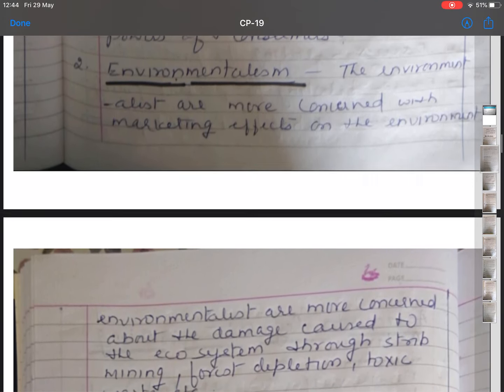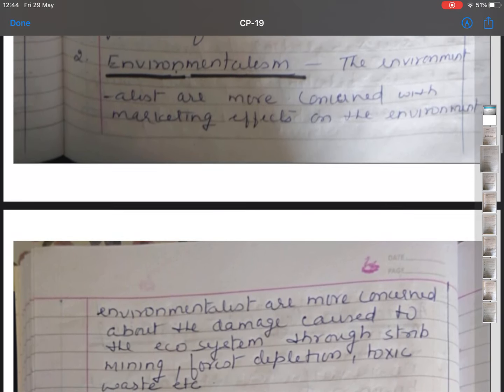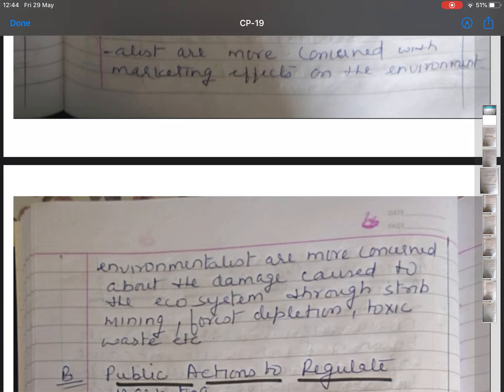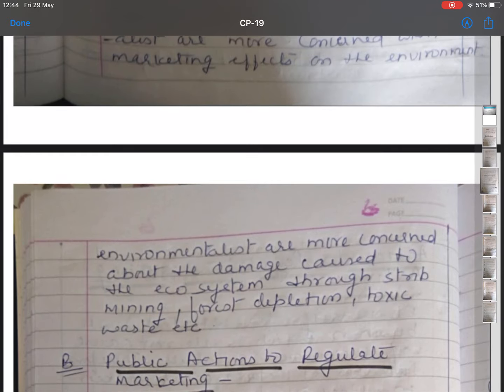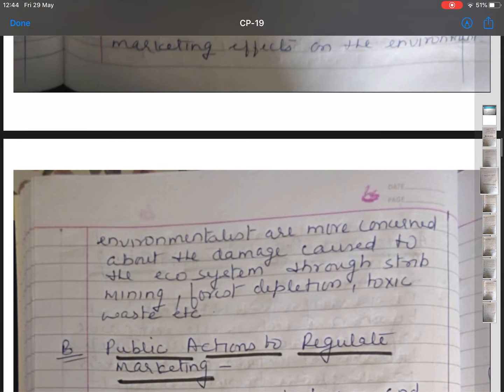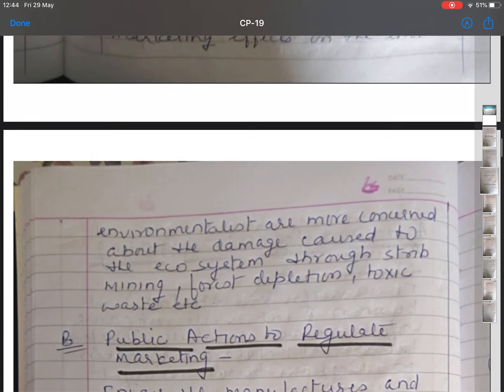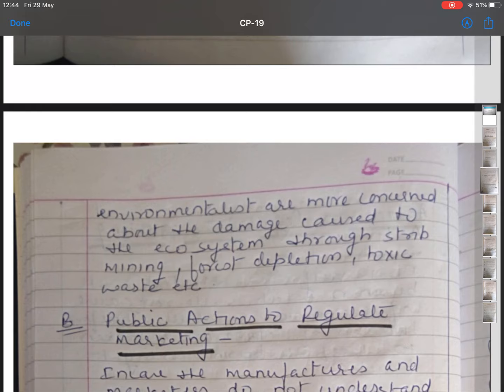Now, the second is environmentalism. The environmentalists are more concerned with marketing efforts, as marketing affects the environment of the country and it affects the cultural environment of the country. So environmentalists are more concerned about the damage caused to the ecosystem through strip mining, forest depletion, toxic waste, etc. So with the environmentalists also we can regulate the marketing activities.